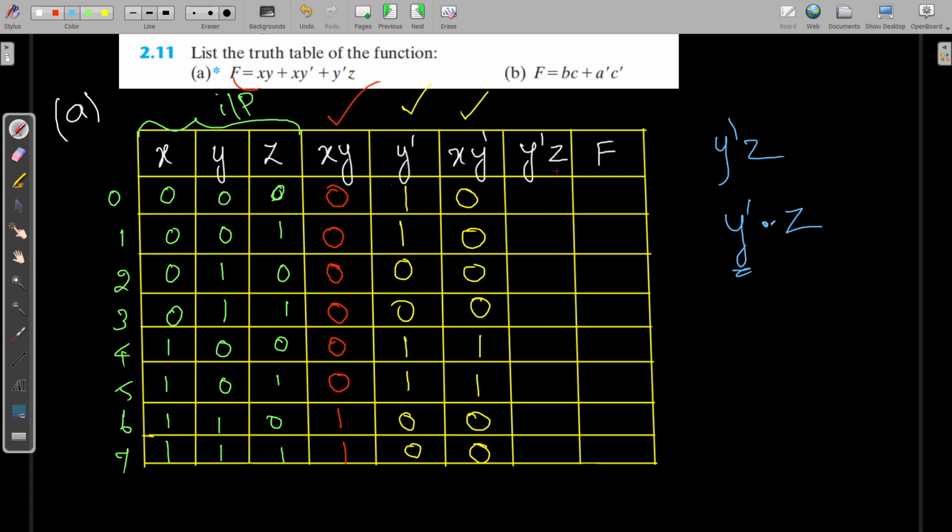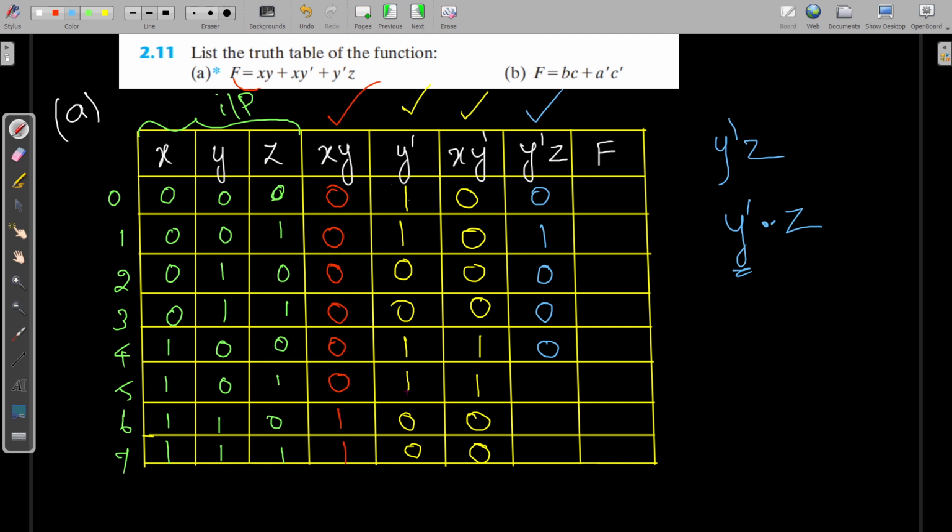So now we are going to find this. Z is 0, Y' is 1, so when both are ANDed we get 0. Z is 1, Y' is 1, so Y'Z is 1. Z is 0, Y' is 0, so it is 0. Z is 1, Y' is 0, so 1 dot 0 is 0. Z is 0, Y' is 1, so 0 dot 1 is 0.